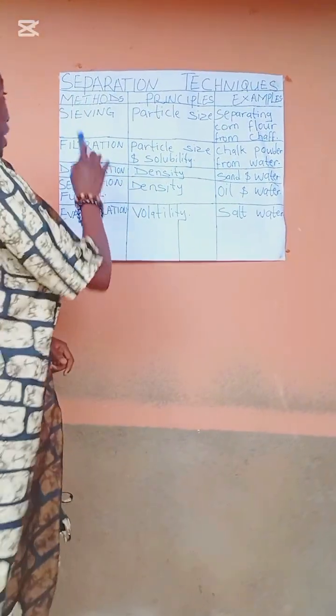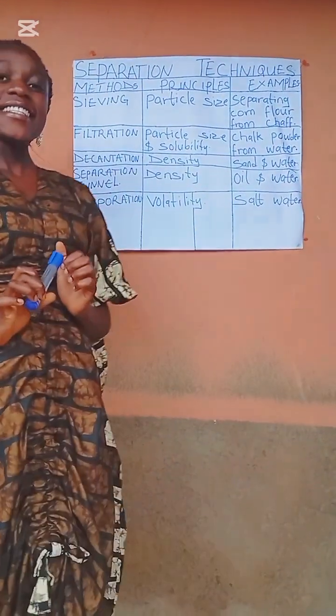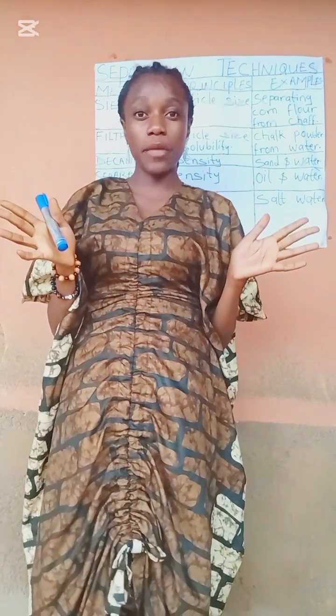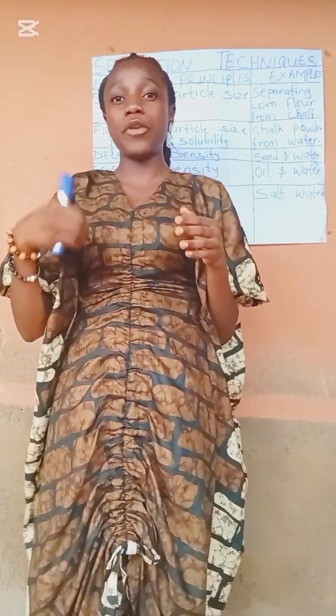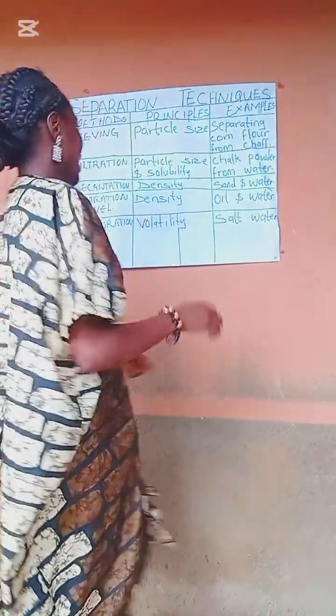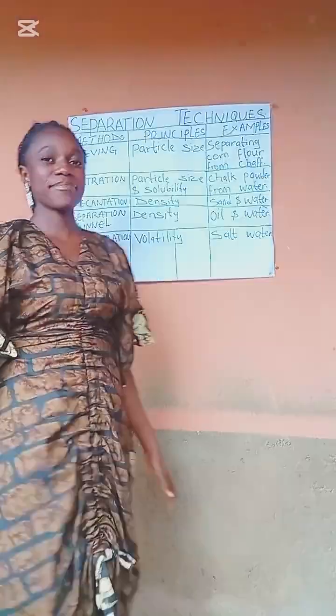So 1, we have sieving. Sieving is a technique used to separate solid particles of different sizes using a sieve. Example, we have our corn flour. When you want to separate the flour from the chaff, you use a sieve. The flour, which has a smaller size, passes through the mesh, while the chaff, which has a bigger size, will stay in the sieve.